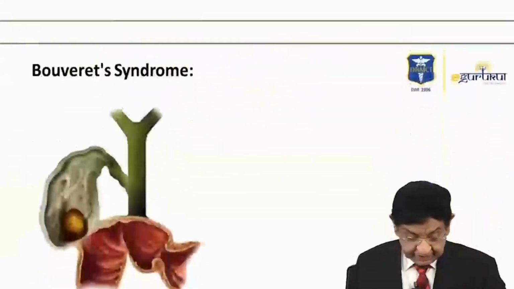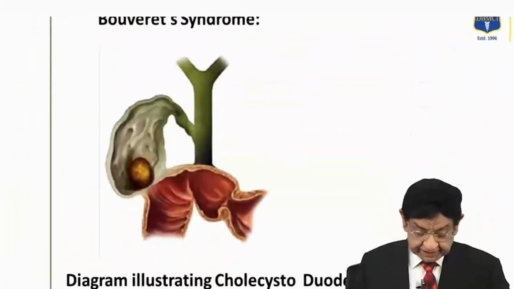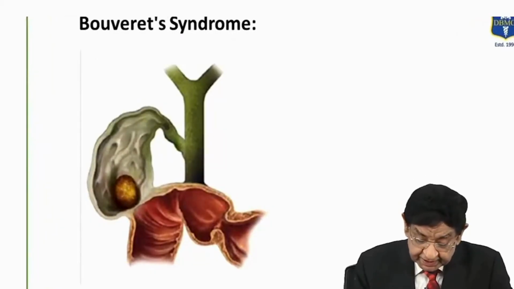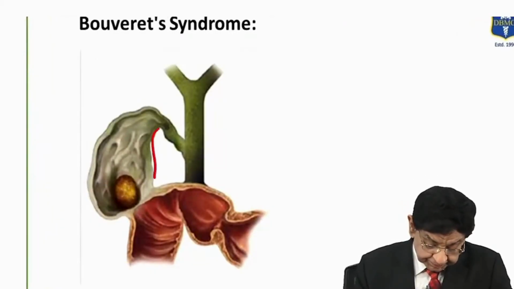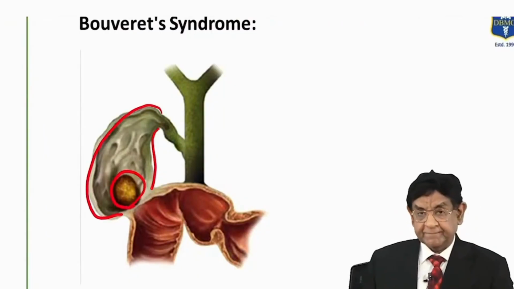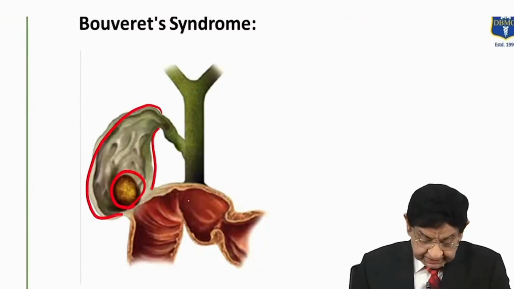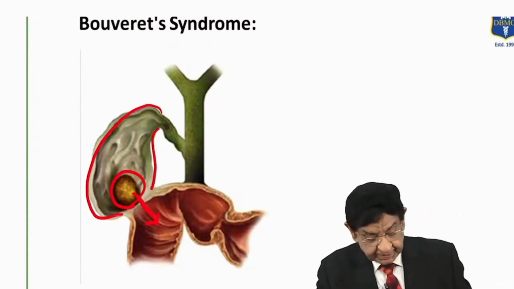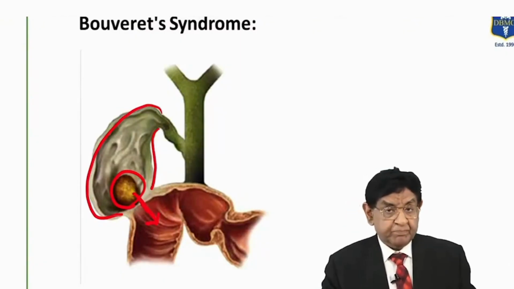Okay, let me show you a lovely picture, then you will understand better. So friends, here is the gallbladder. Here is a big stone in the gallbladder, and this is the duodenum, and a fistula has formed, and this will enter the duodenum, and that can block the duodenum.